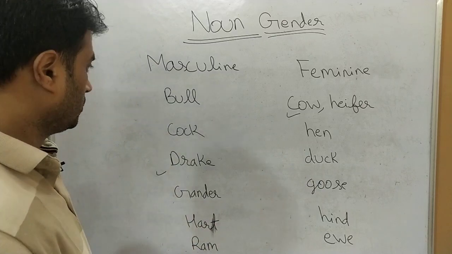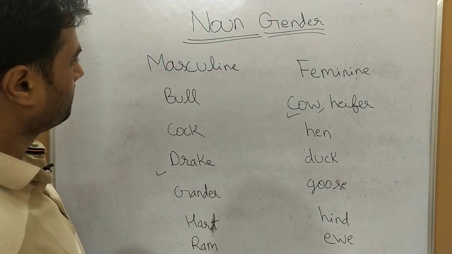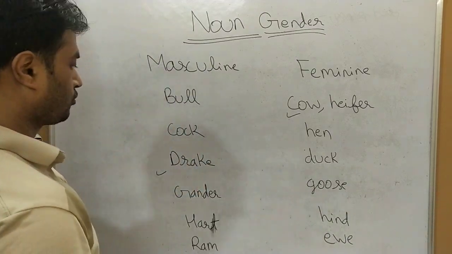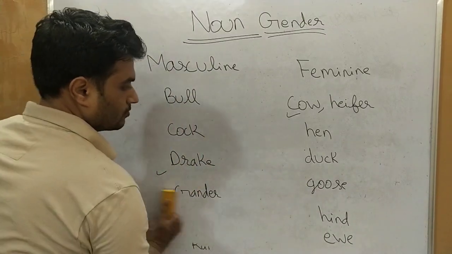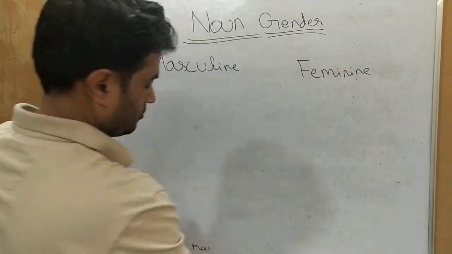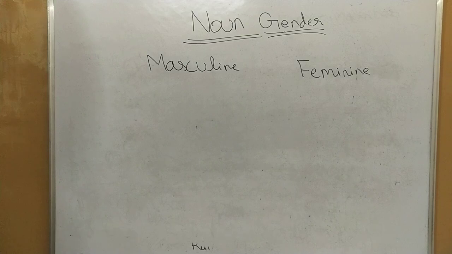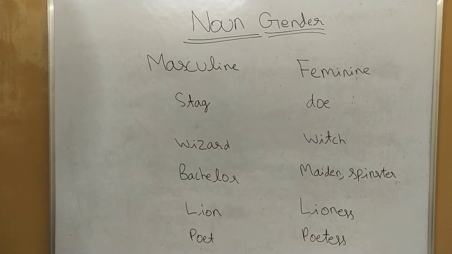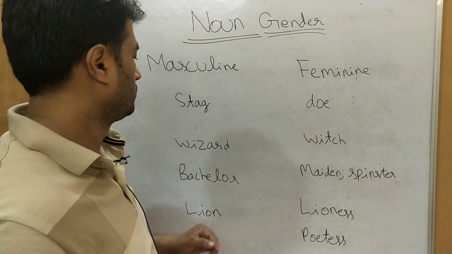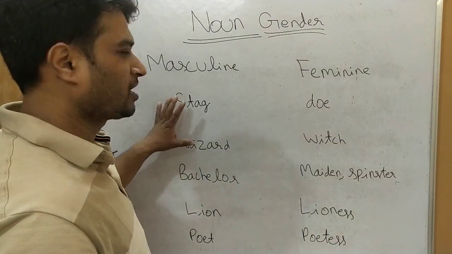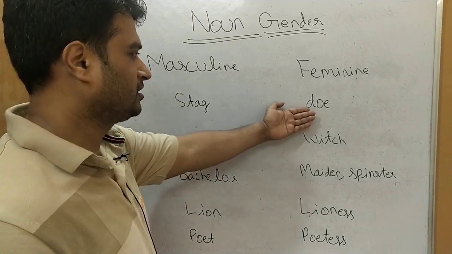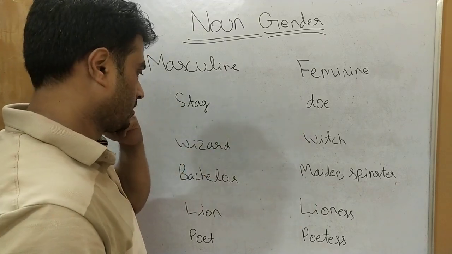Okay. So now we will see more words which are very important. And these are some more words. Stag, doe. Stag is a kind of deer, and a doe is the female deer.